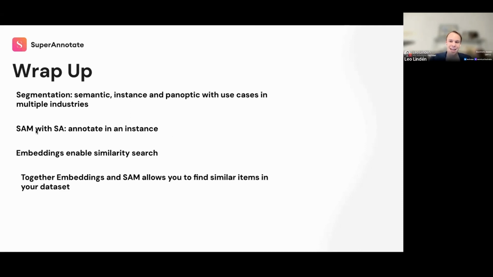Then how SAM and other open source AI models are implemented to make annotation faster, and how those coupled with embeddings can scale this even more. And really how those together allow you to make annotation much faster and in the end, really fine-tune and create great models for your own data set.